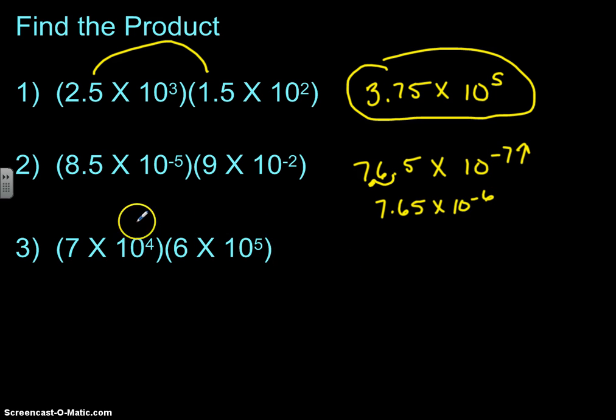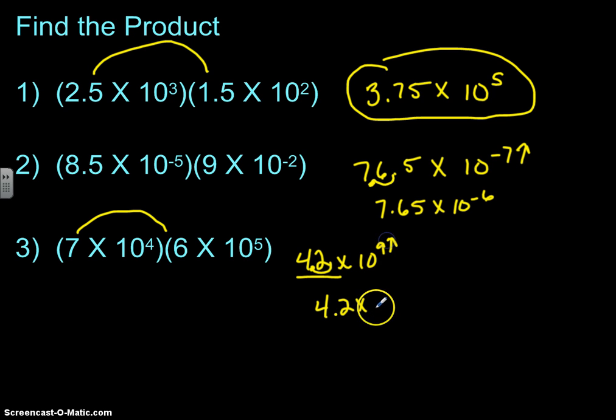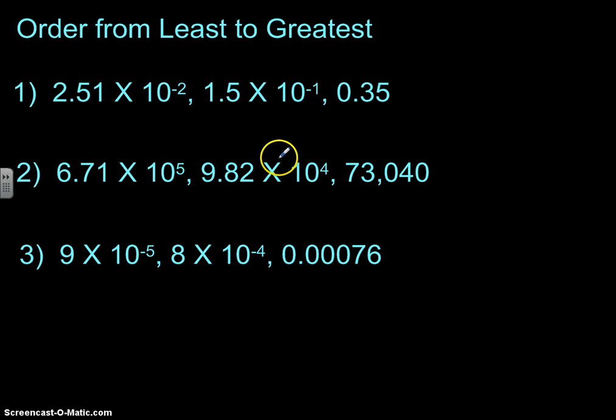Okay, here, 7 times 6, like part to like part, that's 42, times 10. Well, 10 to the 4th times 10 to the 5th is 4 plus 5, that's 9, 10 to the 9th. Again, this is not a number between 1 and 10. I have to move the decimal to make it that way. 4.2 times 10. Now, this is up 1. Because I moved the decimal to the left, I have to move that up 1. That's 10 to the 10th. Okay, and that's pretty basic, pretty straightforward. That's how you find powers.